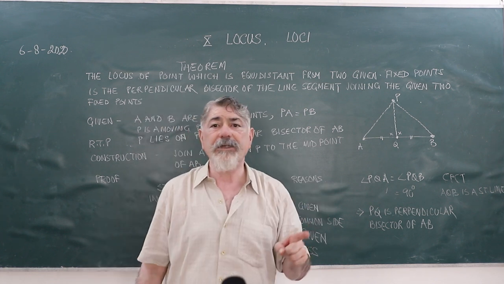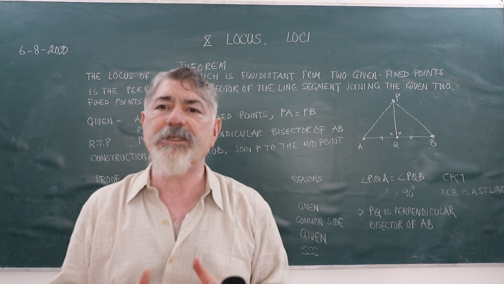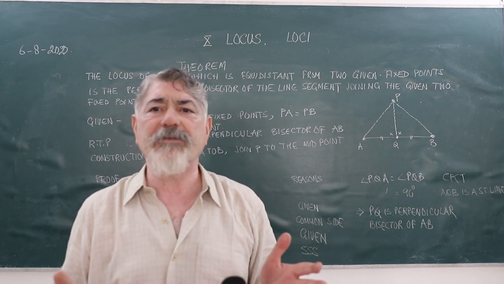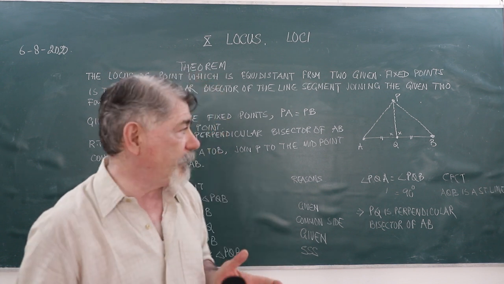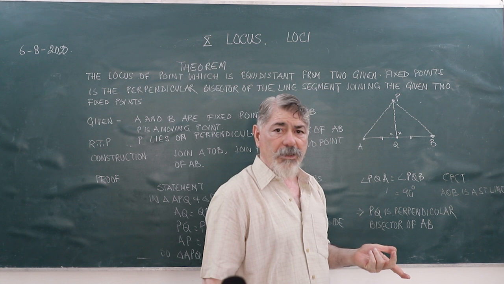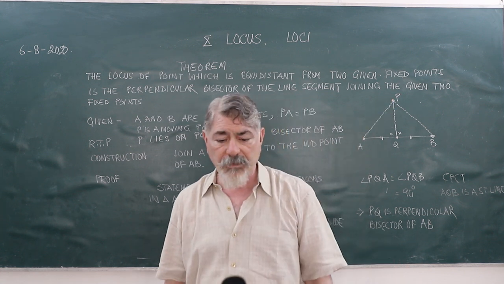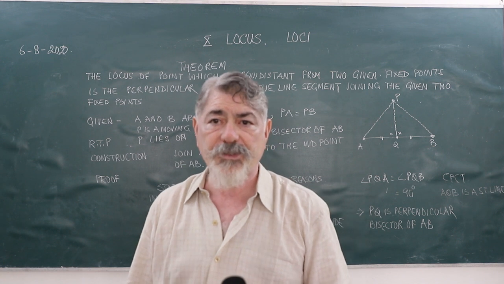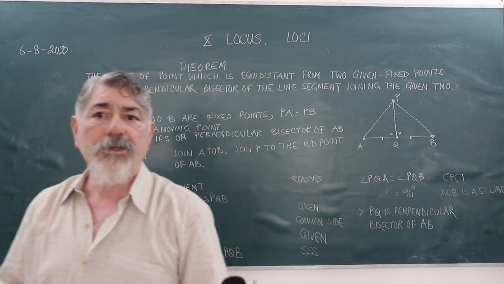And these are nothing but 90 degrees each. Why? Because when two straight lines meet each other, the adjacent angles will be divided into equal parts and each part will be equal to 90 degrees. That means PQ is perpendicular and it is also a bisector. So P is lying on the perpendicular bisector of AB. This is the first theorem. After this we will discuss the converse of this.